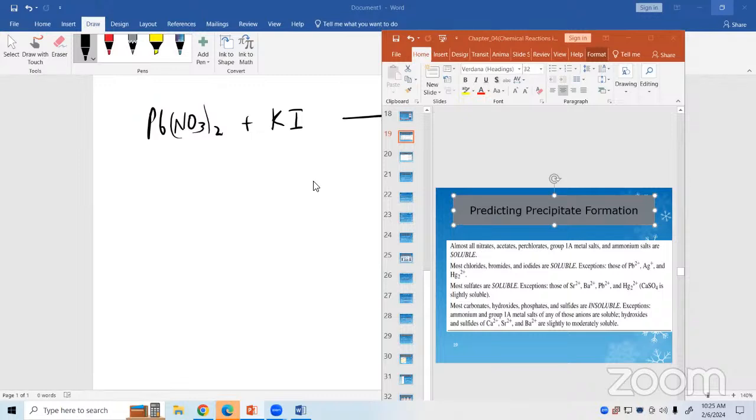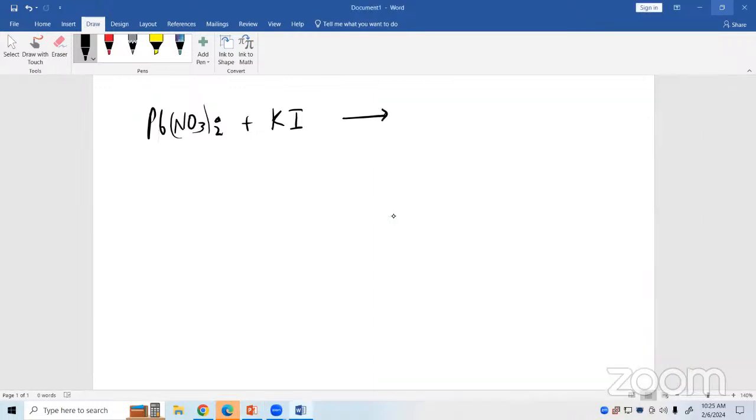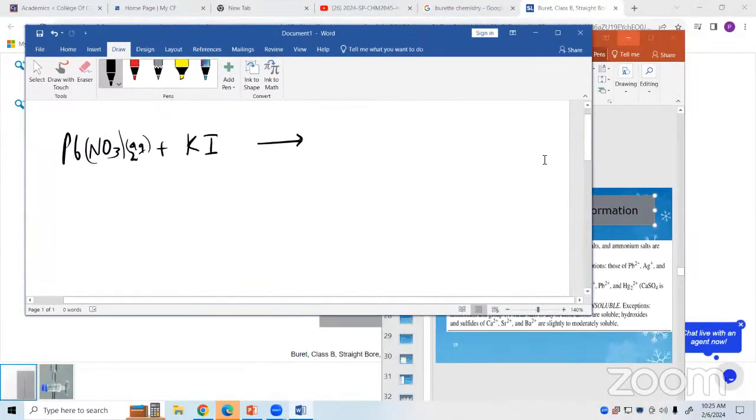So let me go back to this now. The first thing I would do is consult this table to see whether or not these compounds are in an aqueous solution. In other words, are they soluble in water, right? So the first thing I notice is that it says all nitrates are soluble, right? So I will just put AQ here to indicate that it is dissolved in water. And then going back to the table, make this smaller.